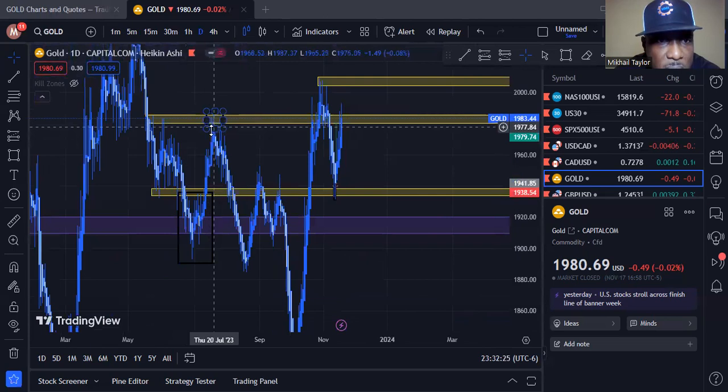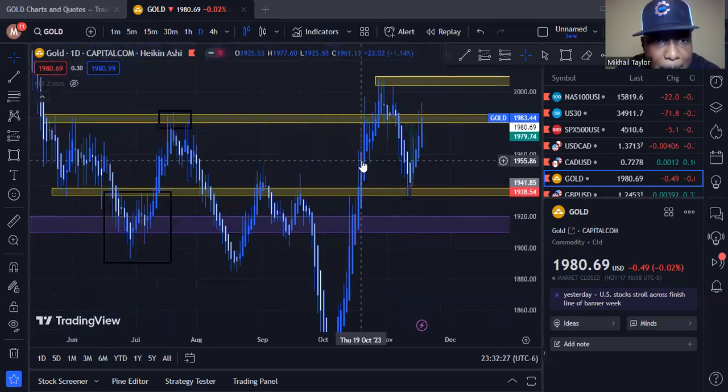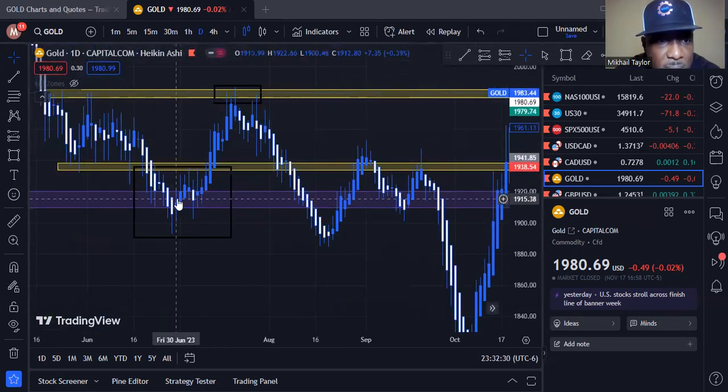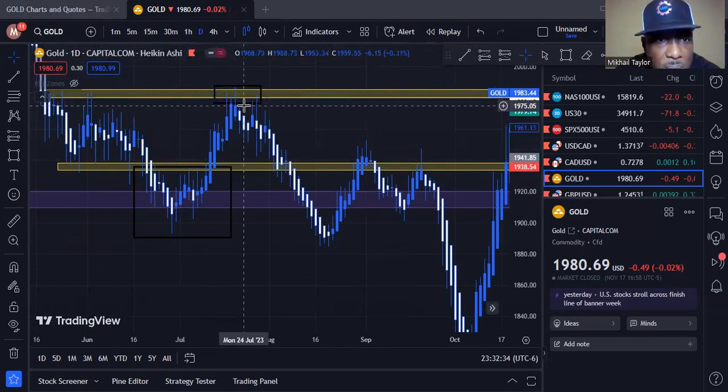What am I missing? It bounced up here. This is where my box is at. So if I could see this, I should be able to see this. So what's going on?